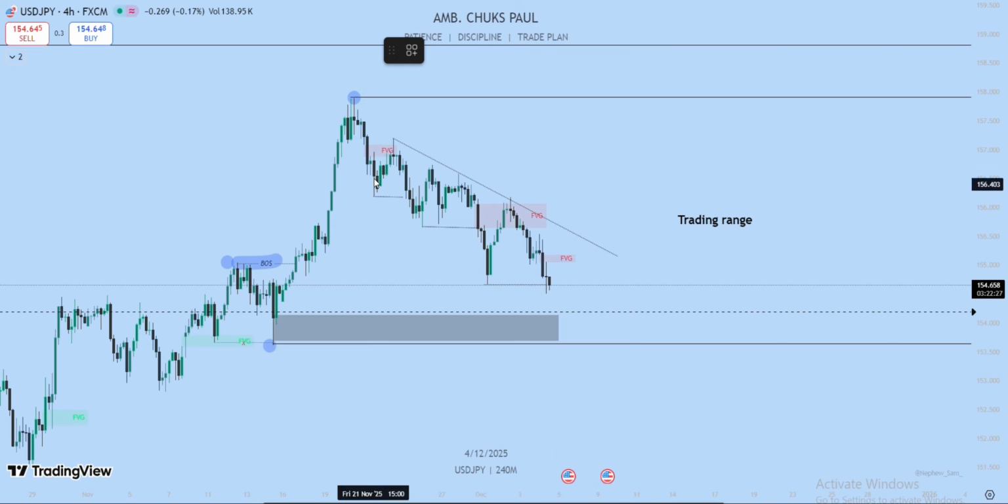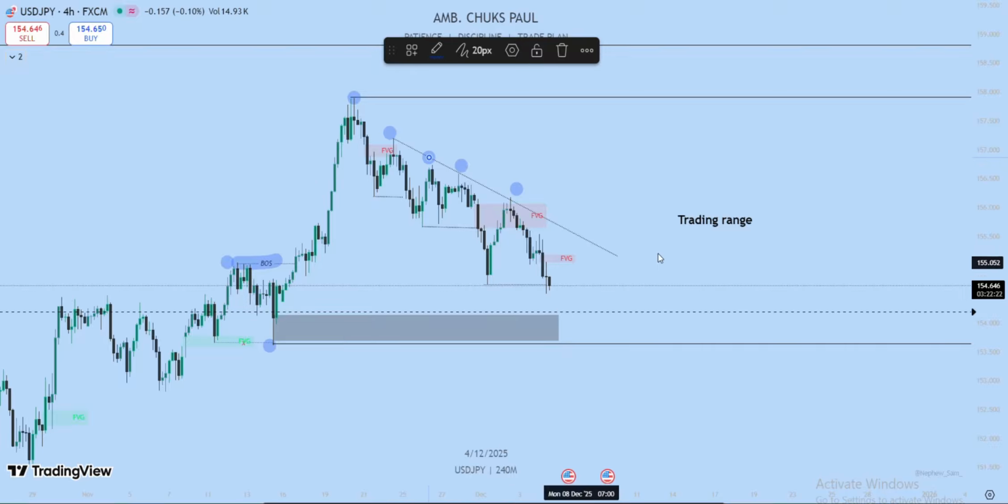We have the first touch here, second touch, third touch. Even this one too is a touch. That's 4 touches, right? This is a trend line liquidity. But this liquidity is our internal liquidity. We'll be expecting price to come and take them out.